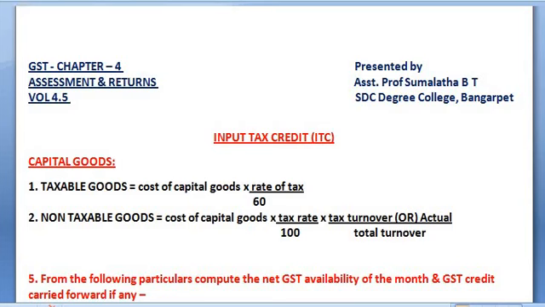So in the previous class we started with the ITC and we have solved a few problems. Now let us continue with the same concept, that is input tax credit. And in today's class we will be checking out a different concept.